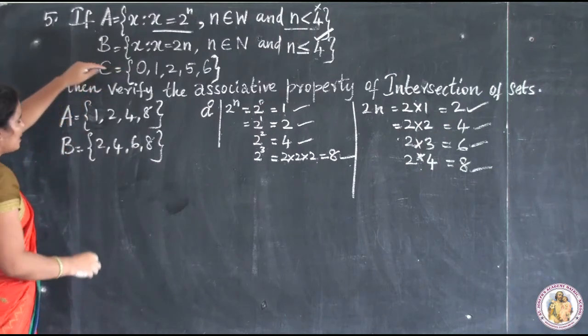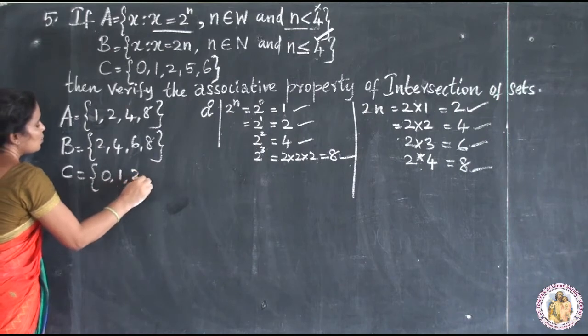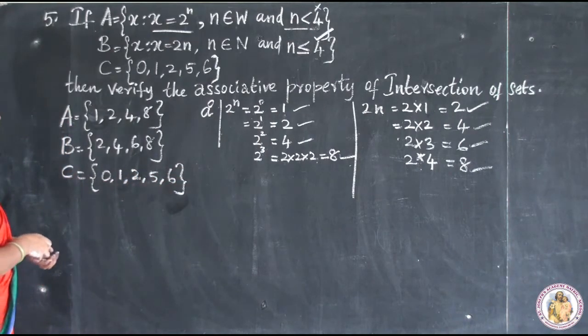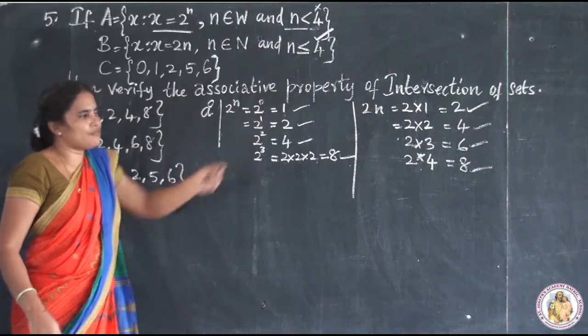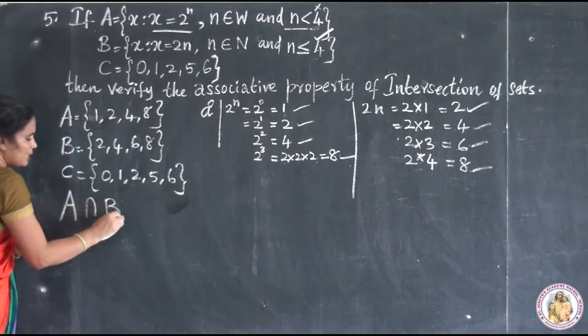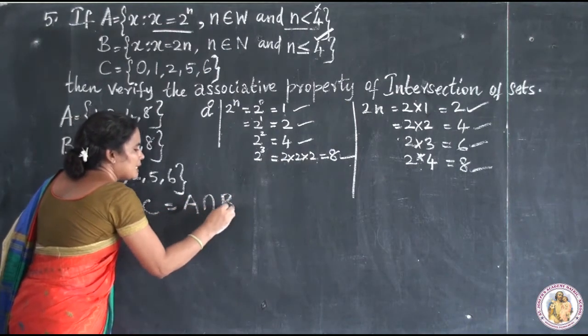Okay, and C, the elements are directly given, so we write 0, 1, 2, 5 and 6. Now let us find, it is given as verify the associative property of intersection of sets. What is the associative property of intersection of sets? As we learned already, A intersection B intersection C is equal to, again, A intersection B intersection C.